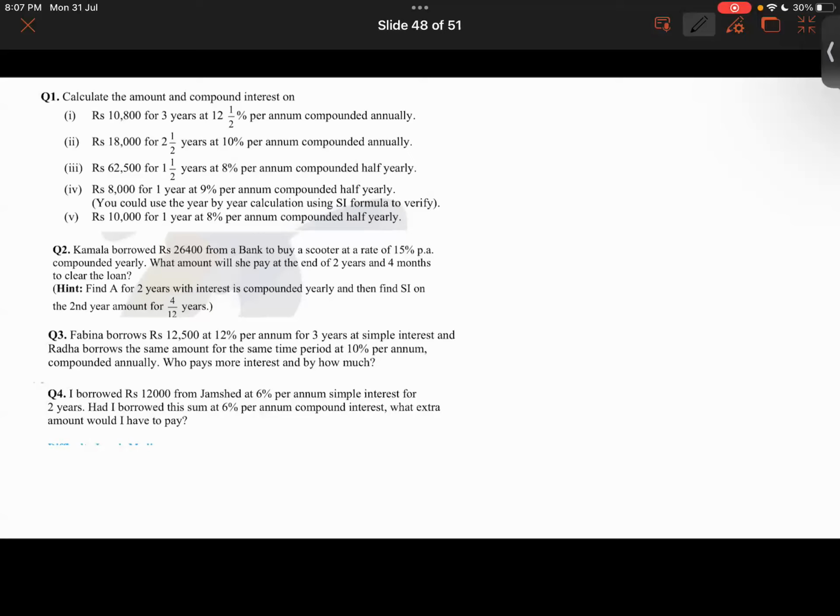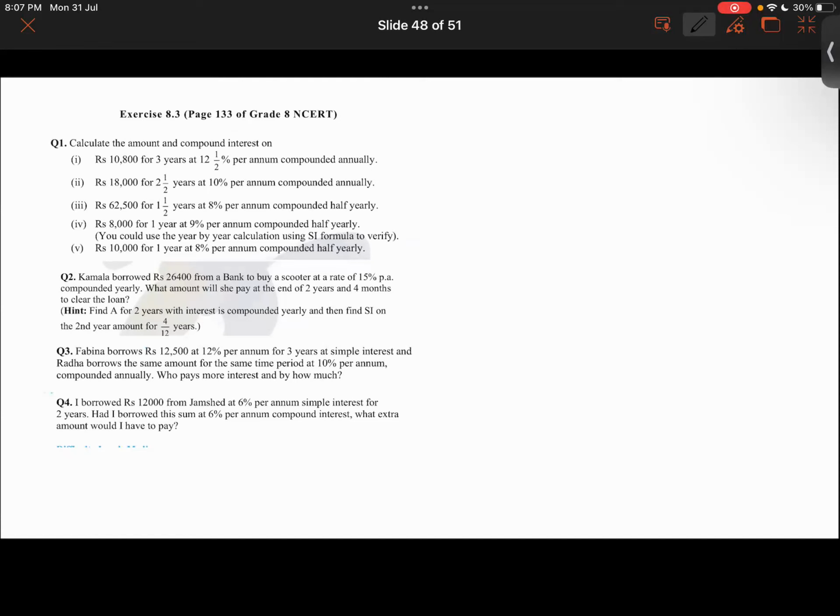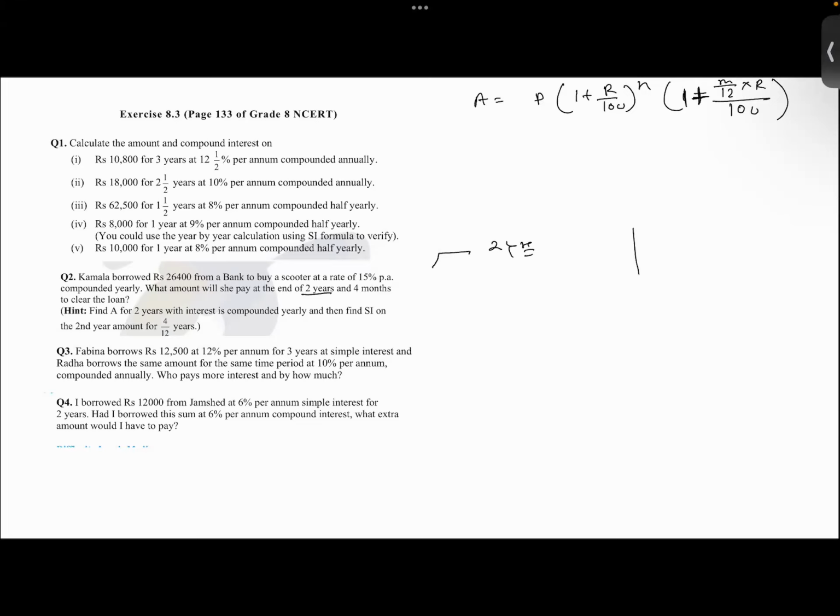Now remember, we can also solve this question using the formula that we discussed here: amount equals P into 1 plus R upon 100 into N, into 1 plus M upon 12 into rate upon 100. Okay, Arhan, either we can use this formula, or first we calculate the rate of interest for 2 years, as the question says, and then we calculate the interest for 4 months. Right? Yes. So 4 months, or we can say 1/3 years, no? Either method you can use here.